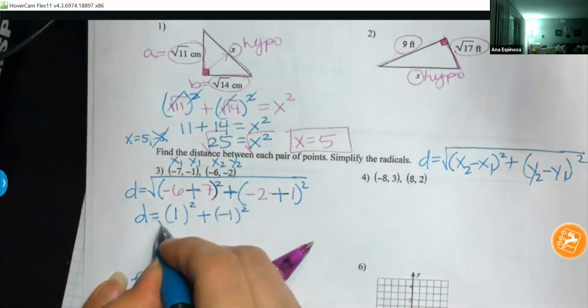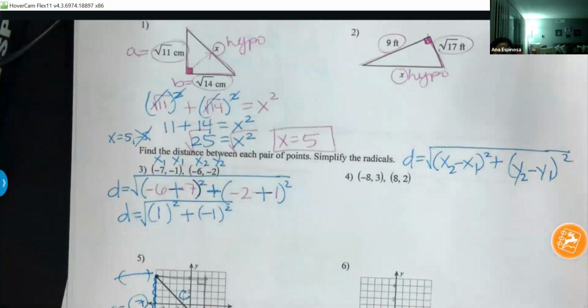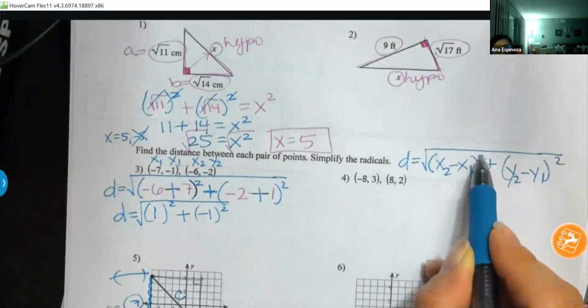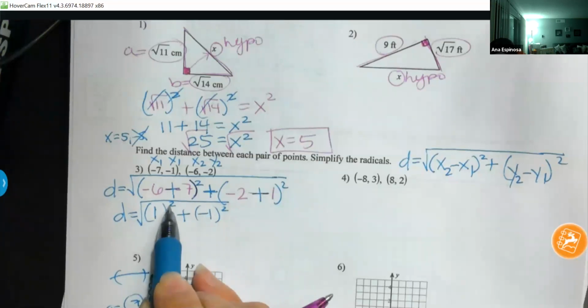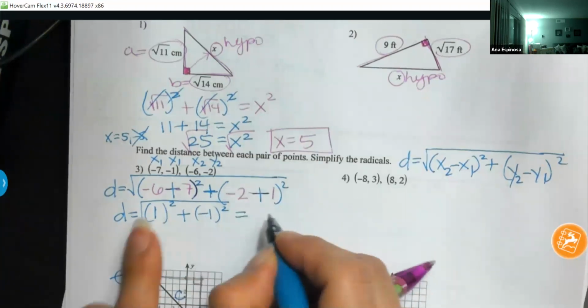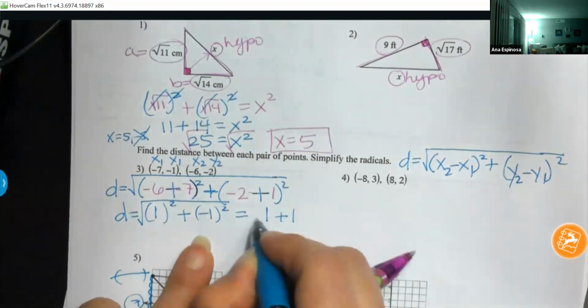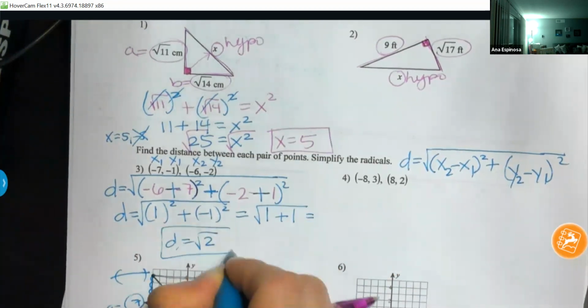All right, anytime you have any of these distance formula problems, let me move my box a little bit further up. Whatever comes out of here, after you square it, it's going to have to be positive. So you might have negatives inside, but when you square them, they better become positive. So 1 squared is 1. -1 squared is still 1. Okay, so the distance is going to be square root of 2.